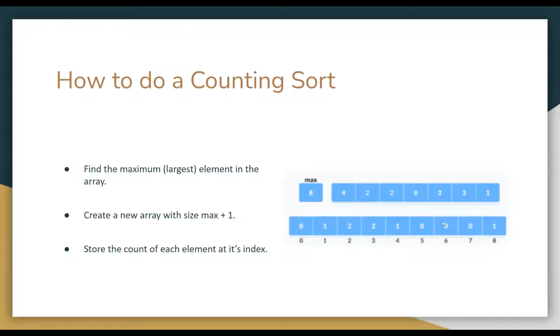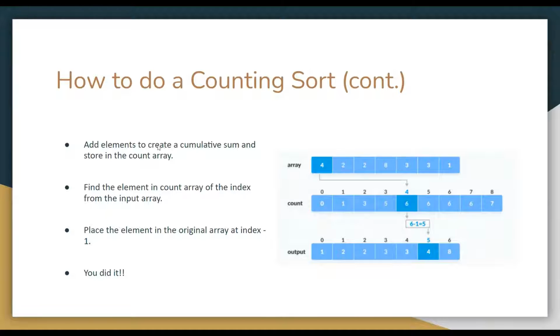This will all be initialized to 0, but we've skipped that step and stored the count of each element at its index, which we see at 0, there are 0 occurrences of 0. There is 1 occurrence of 1, 2 occurrences of 2, 2 occurrences of 3, 1 occurrence of 4, 0 for 5, 0 for 6, 0 for 7, and 1 for 8, our max.